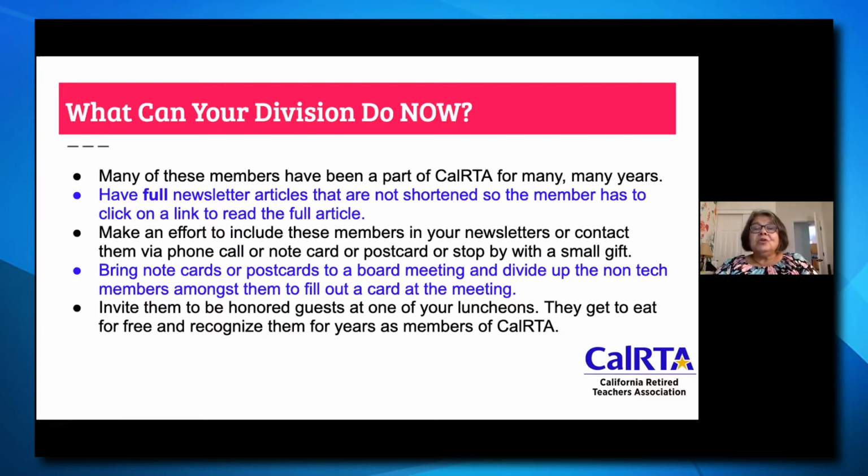Have a full newsletter article that might be shortened with a link because it is long. Edit it so it'll fit, so the member does not have to worry about a link and they can read the full article. Make an effort to include these people in your newsletters or contact them via phone call, note card, postcard, or stop by with a small gift. I've said this before when COVID was happening.